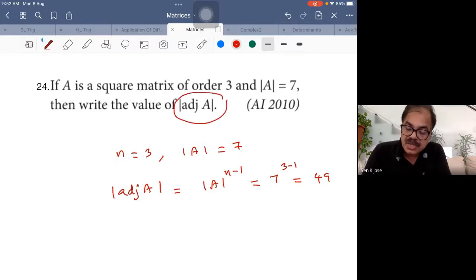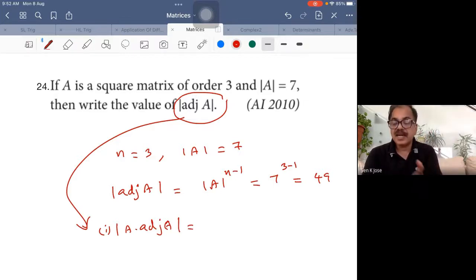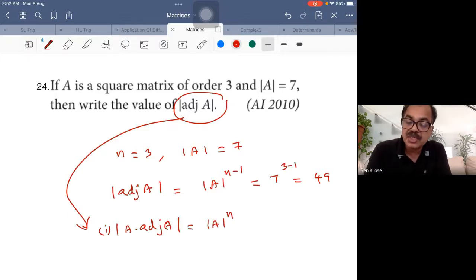Suppose this question was, instead of determinant of adjoint of A, it would have been slightly better, right? To find, okay, let's put two questions. One, A times adjoint of A. Find A times adjoint of A. We have a formula for this. A times adjoint of A is determinant A raised to n. See the small change, okay?